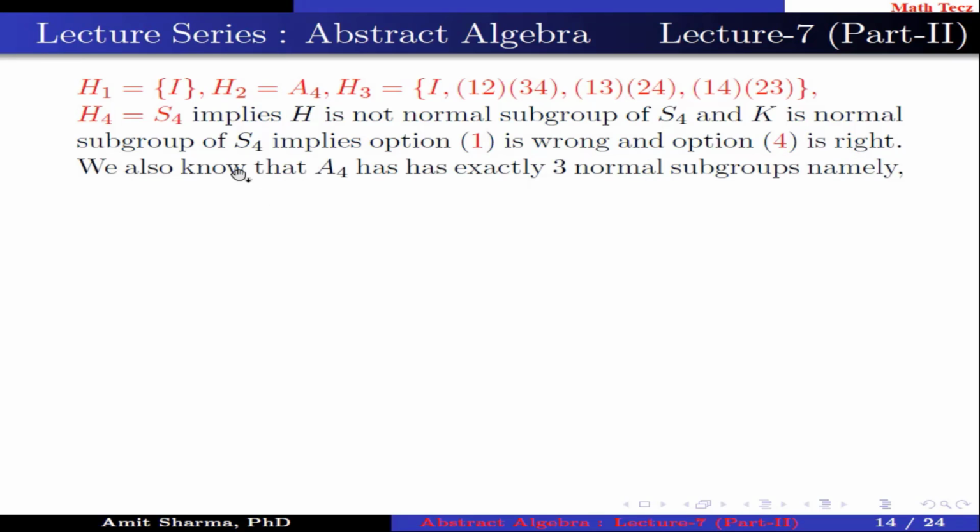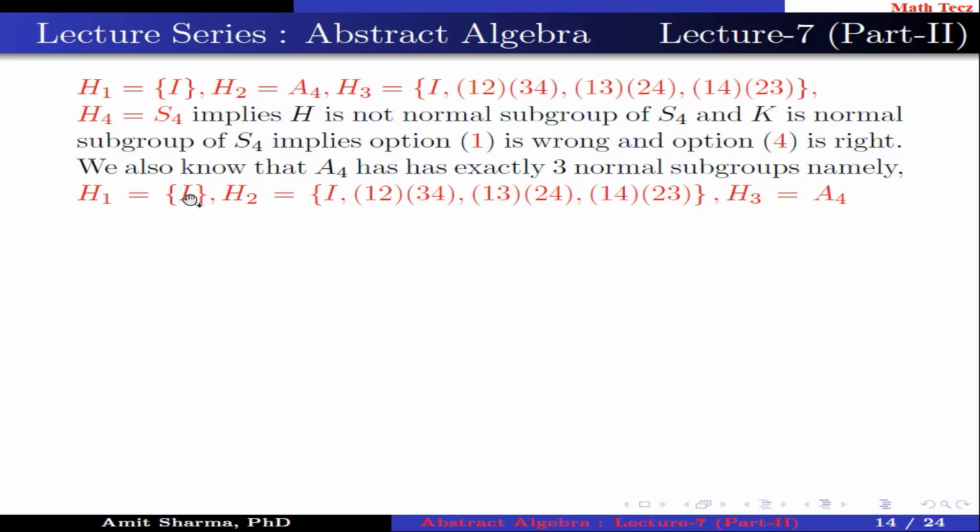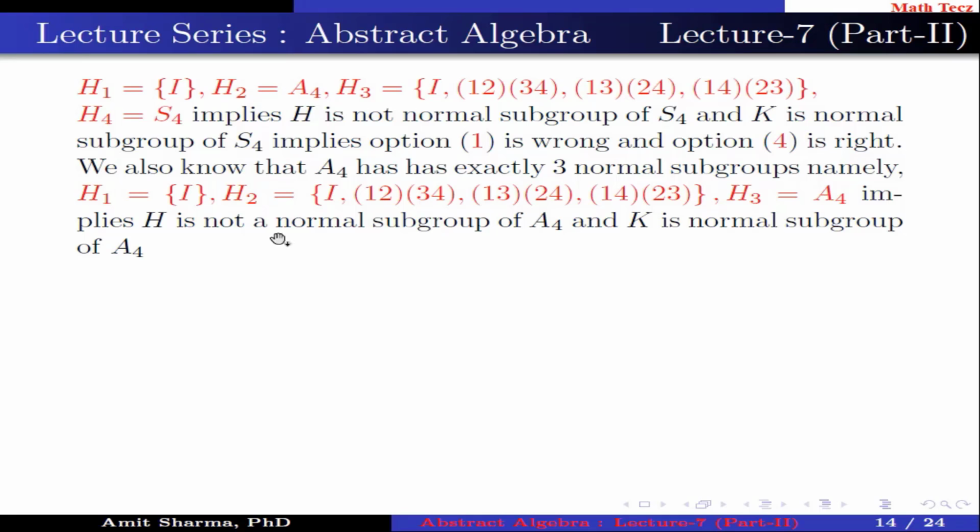We know that A4 has exactly 3 normal subgroups, namely H1 equal to identity, H2 containing the elements identity, (1 2)(3 4), (1 3)(2 4), (1 4)(2 3), and H3 equal to A4. This implies H is not a normal subgroup of A4 and K is a normal subgroup of A4. Implies option 3 is wrong.